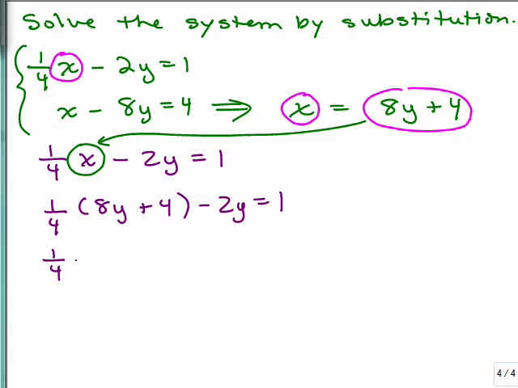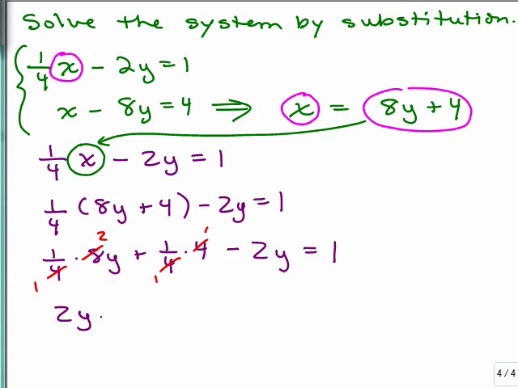You can do it. You can do fractions. Remember, you're only distributing what's in the parentheses. The minus 2y was not in the parentheses, so don't do that by 1/4. Alright, here, cancel and cancel. I'm going to have 2y plus 1 minus 2y equals 1. Well, 2y minus 2y is 0, so I'm going to have just 1 equals 1.